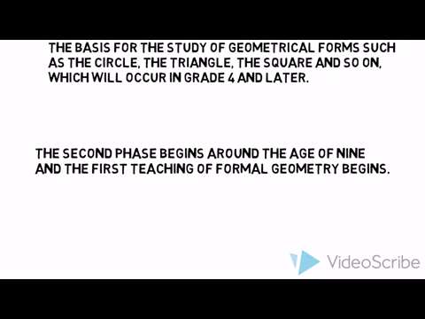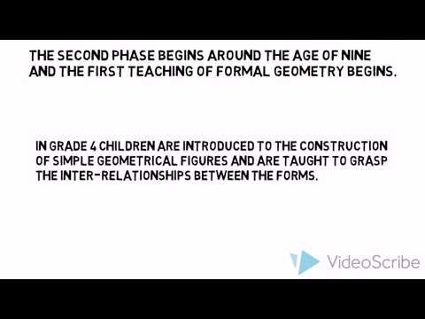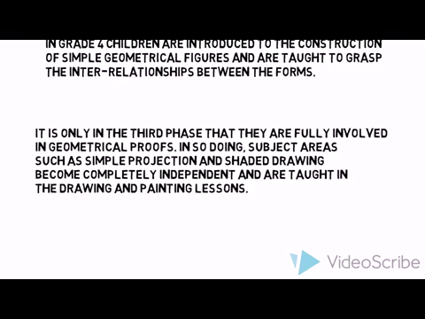The second phase begins around the age of 9 and the first teaching of formal geometry begins. In grade 4, children are introduced to the construction of simple geometrical figures and are taught to grasp the interrelationships between the forms. It is only in the third phase that they are fully involved in geometrical proofs. In so doing, subject areas such as simple projection and shaded drawing become completely independent and are taught in the drawing and painting lessons.